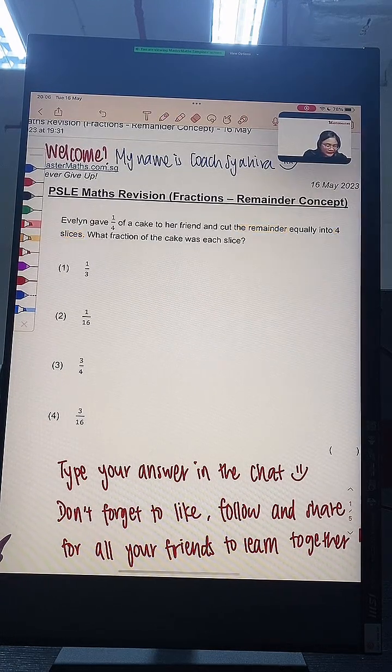I see that orange is not very clear on the screen for you guys, so let me change it to red. I hope you're able to see better.